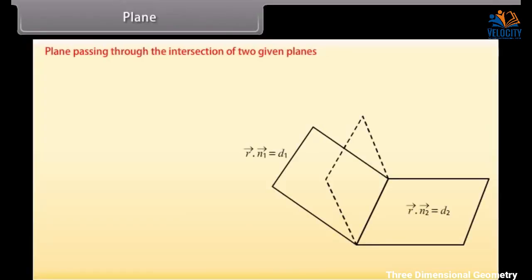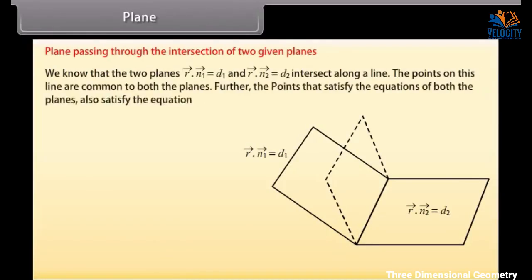Plane. Plane passing through the intersection of two given planes. We know that the two planes dot product of vector r and vector n1 equals d1 and dot product of vector r and vector n2 equals d2 intersect along a line. The points on this line are common to both the planes. Further, the points that satisfy the equations of both the planes also satisfy the equation dot product of vector r and (vector n1 plus lambda vector n2) equals d1 plus lambda d2, where lambda belongs to R.